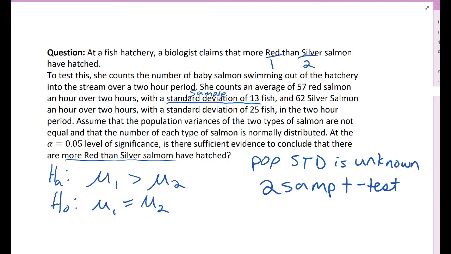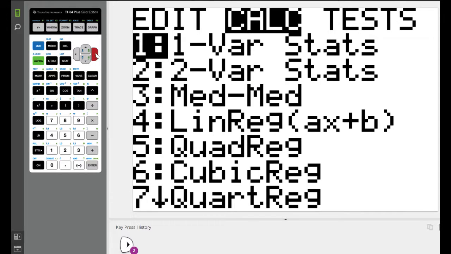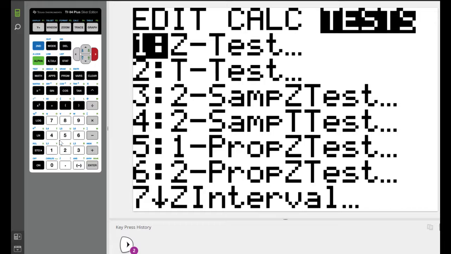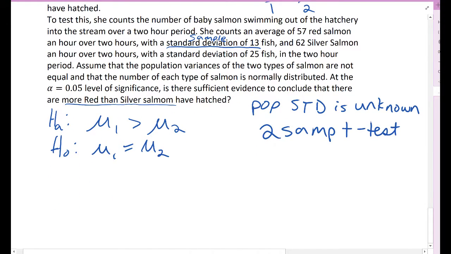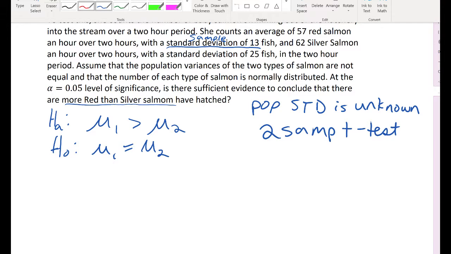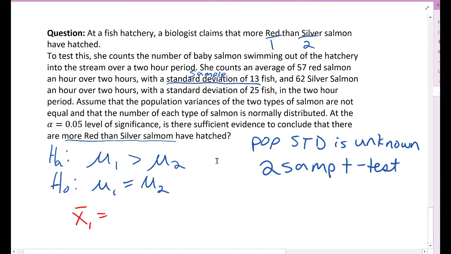So where is your 2 sample t-test in your calculator? It's right underneath the 2 sample z. Stat, Tests, 2-SampTTest is number 4. You can see there are some values that we need: x1 bar, s1, and n1. Let's grab these from the problem. X1 bar is the sample mean amount of what color salmon? It should be the red salmon. So x1 bar is the mean amount of red salmon.